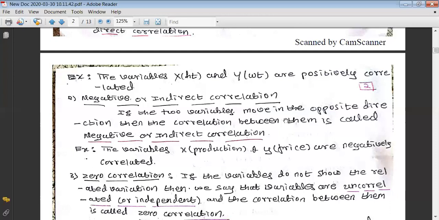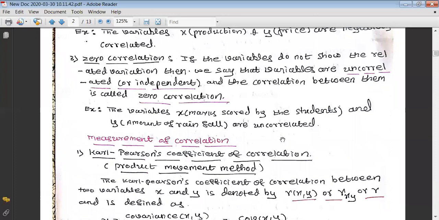In the same fashion, whenever the production decreases, obviously we find a hike in the prices. In both cases, the variables move in the opposite direction. That's why we say that the two variables, X production and Y price, are negatively correlated. And the third type is called zero correlation. Zero correlation means if the variables do not show any related variation, then we say that the variables are uncorrelated or independent, and the correlation between them is called zero correlation.